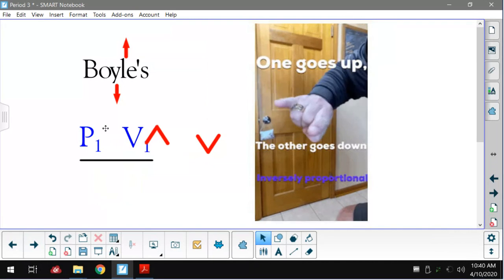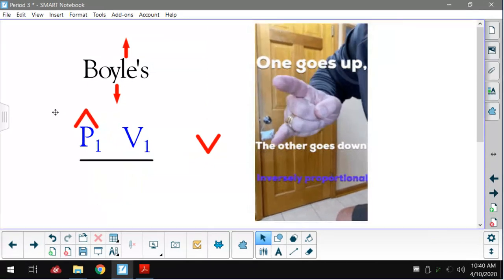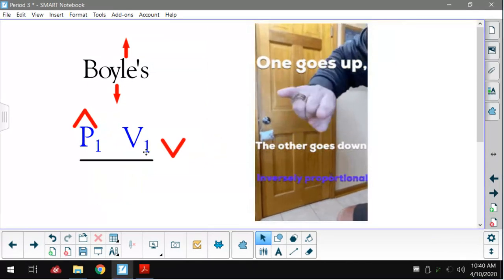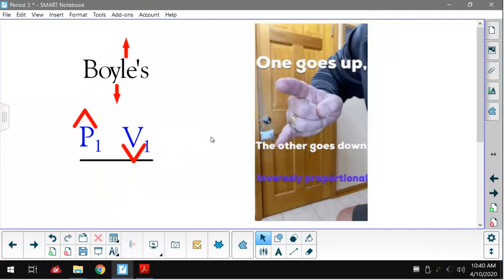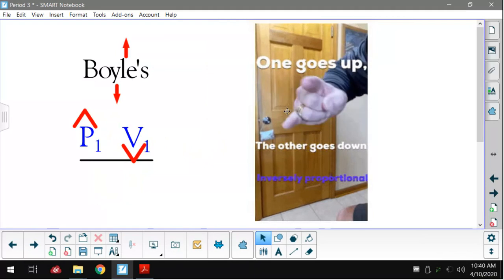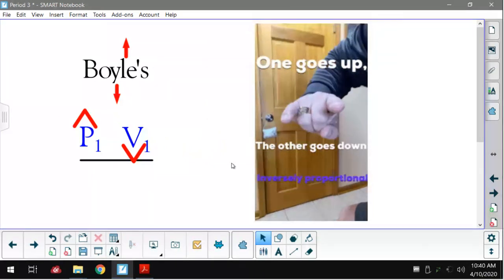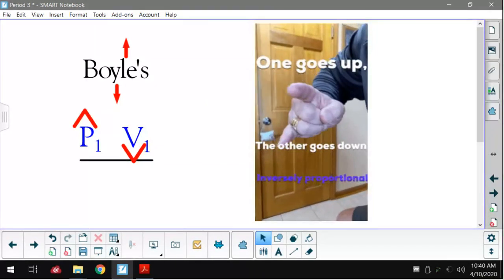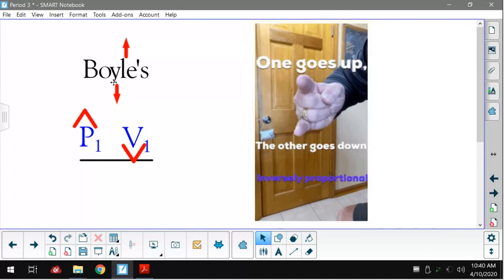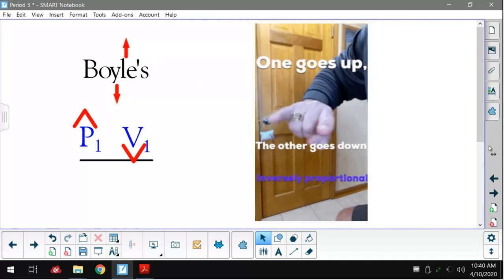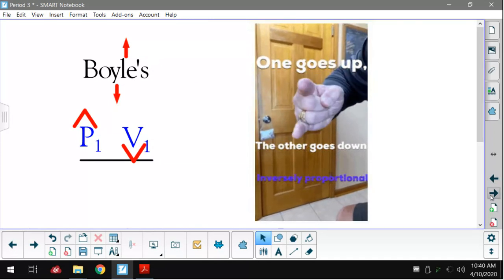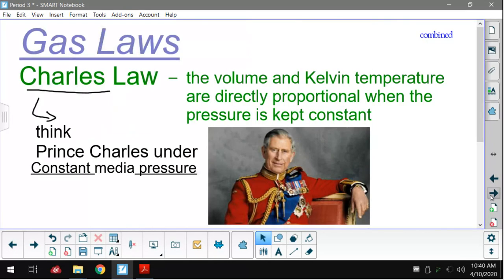Pressure, think of it as going up, whereas volume is going down. So the pressure and volume are inversely proportional. As one goes up, the other one goes down. That's the inverse proportional relationship. The word Boyle's has the Y pointing down, the L pointing up. Inversely proportional. The next relationship between the gases is Charles' law.